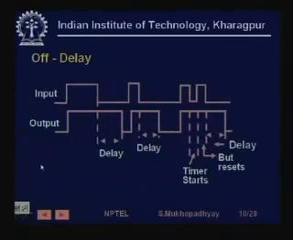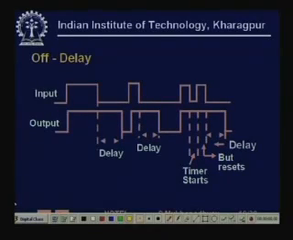Now we look at the other different types of timers, for example off delay. The off delay timer is exactly like the on delay timer, except that now the delay is in getting off. The moment the input becomes on, the output also becomes on, no delay. But when the input becomes off, the output becomes off after a certain delay. So, this is the delay.